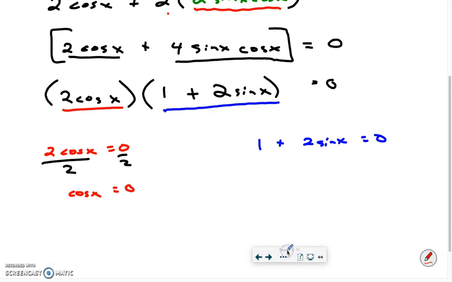Now the question becomes, where in the unit circle is cosine equivalent to 0? What are we going to say? We're not going to say anything. Okay, well, I'll say it then. Pi over 2 and 3 pi over 2.